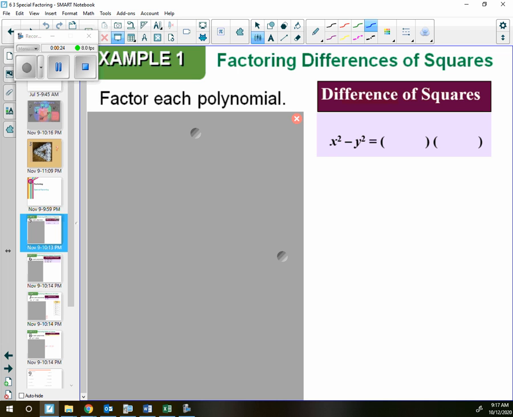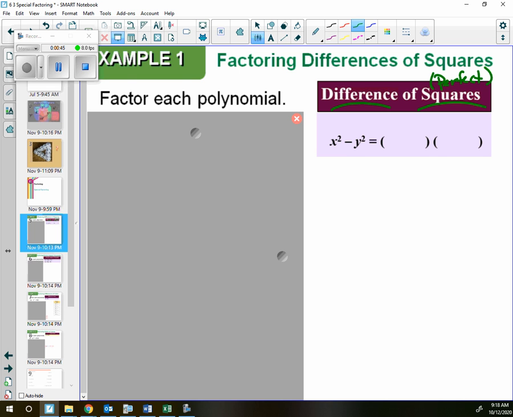The first one is called difference of squares, and it's exactly what those words mean. It's a difference, meaning the two terms are connected with a subtraction, and the two things that are connected are both perfect squares. So both of the terms are something, a whole number squared or an expression squared.